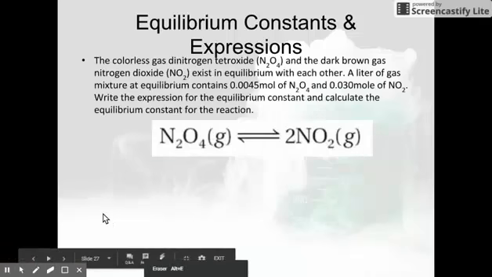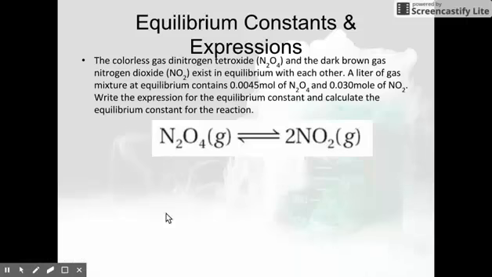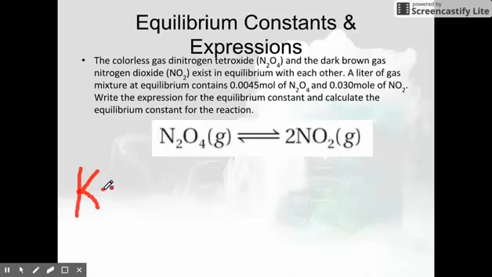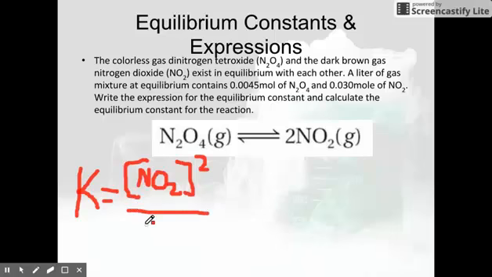Let's try another one. So we have a colorless gas, dinitrogen tetroxide, and a dark brown gas, nitrogen dioxide. We want to figure out what is our expression for our equilibrium constant, and then we actually want to calculate it. So both are gases, so we want to include both of them in our expression. So we have NO2 as our product, and we're squaring that because its coefficient is 2, dividing it by dinitrogen tetroxide, N2O4. Its coefficient is 1.